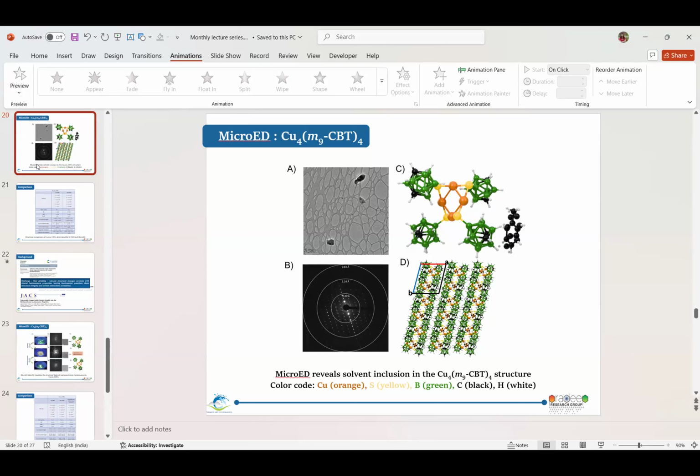And this Cu4 MCBT, we have crystallized it in different solvents. It is giving polymorphism. So my question is, what is the source of this toluene? Because this crystal can be crystallized in normal DCM. You just put it in DCM and you will get the crystals. So what is the source of this toluene?